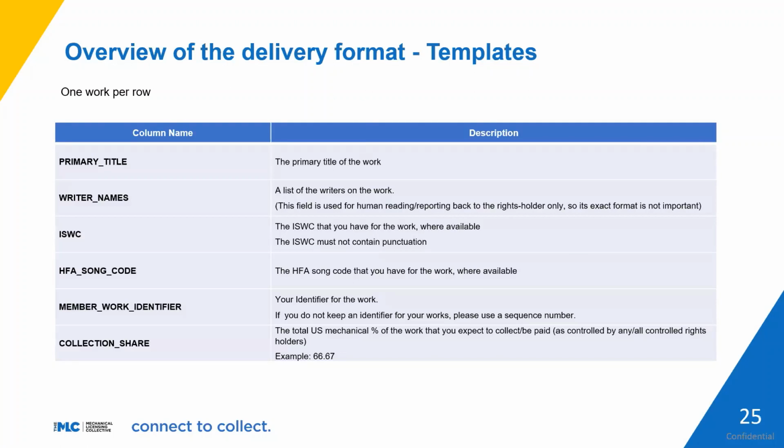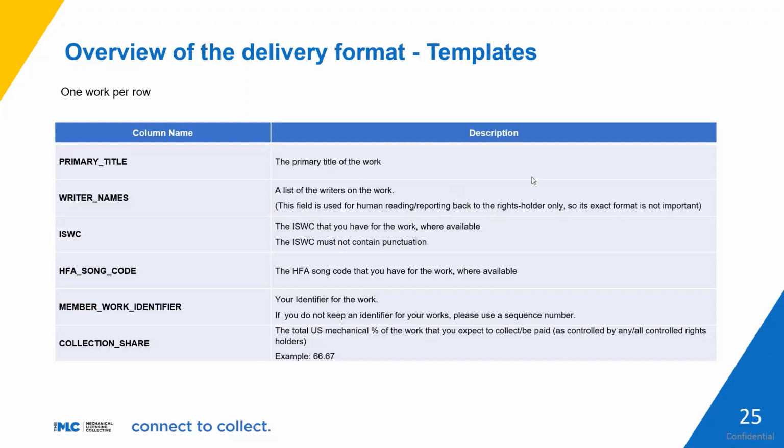So this is not the template, but it's an overview of what actual information is required in each of those templates. So first thing to note is for each composition, you are only required to input one row. And each row should contain a primary title, which is the title of the work that you're submitting to the DQI. The list of writer names, and we're not really using the information other than for disambiguation purposes. So it's really intended to be human readable, and you can separate the writer names in any way you like.